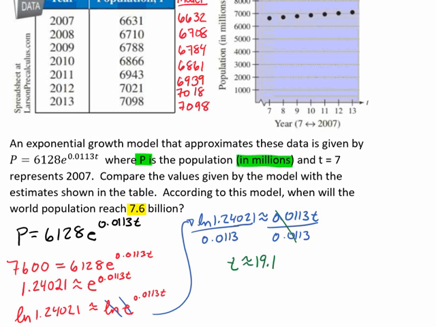Then, putting the natural log of 1.24021 divided by 0.0113 into our calculator, we get an approximate value of 19.1. So what that tells us is that in 2019, the population would reach about 7.6 billion according to that model.